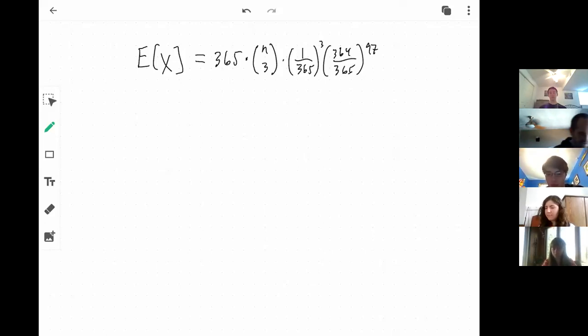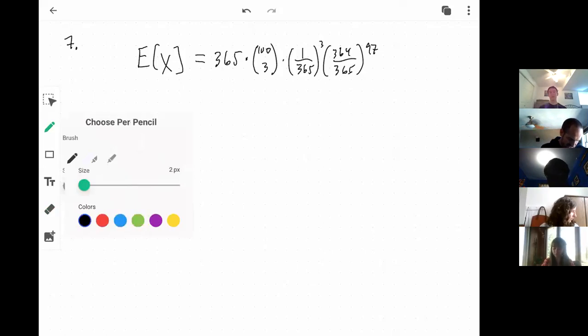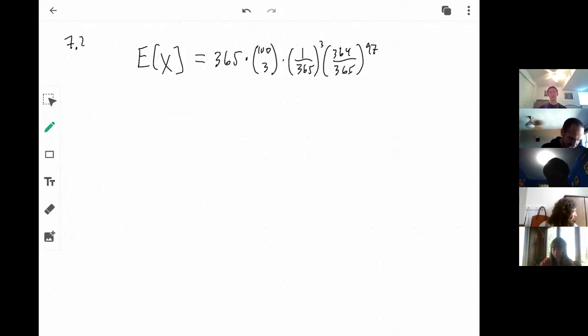Is that the answer? I think they gave the answer as a decimal. I think it works out to the answer in the book. Would N just be 100? Yeah, that should just be 100. Okay. So this is 7.21.